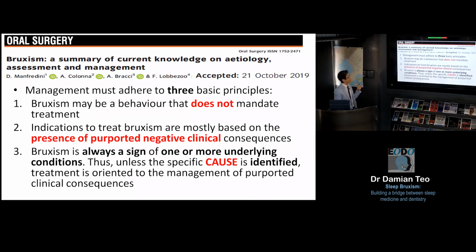So when we're looking at management of bruxism, I love referring to this article from Prof. Manfredini and Prof. Lobbezoo. They say management should adhere to 3 basic principles. We have to remember that bruxism is a behavior that does not always need treatment. The indications to treat bruxism are mostly based on the presence of reported negative clinical consequences, whether it be tooth wear, jaw pain, etc. And bruxism is always a sign of one or more underlying conditions. Thus, unless the cause is identified, treatment is oriented to the management of the perpetrated consequences.